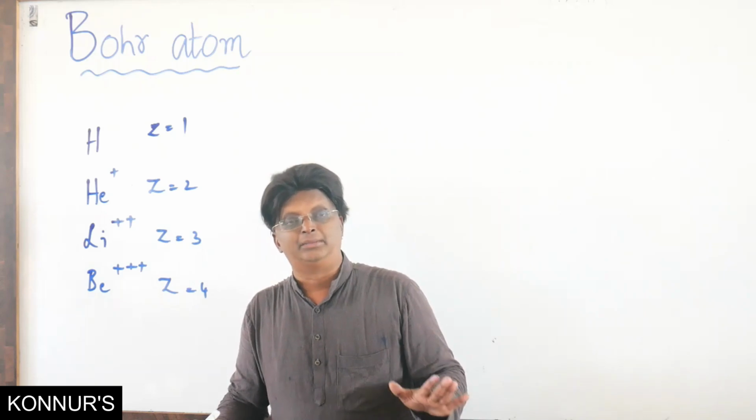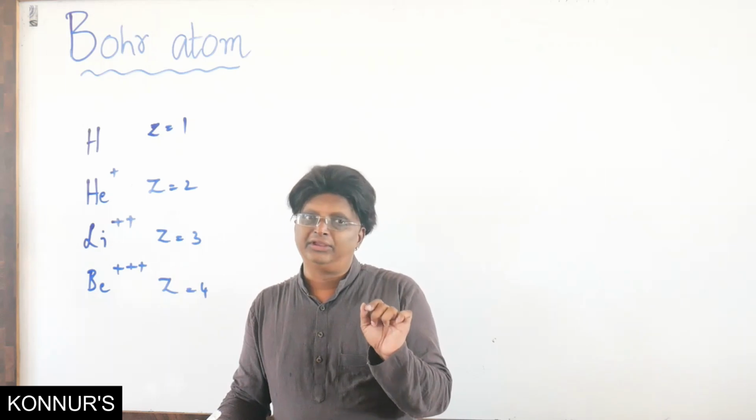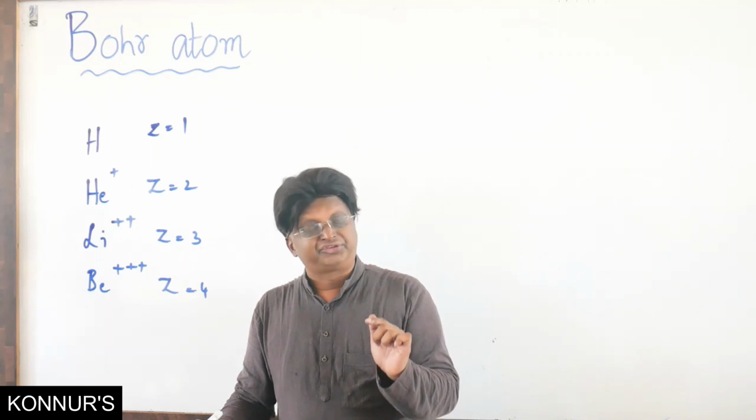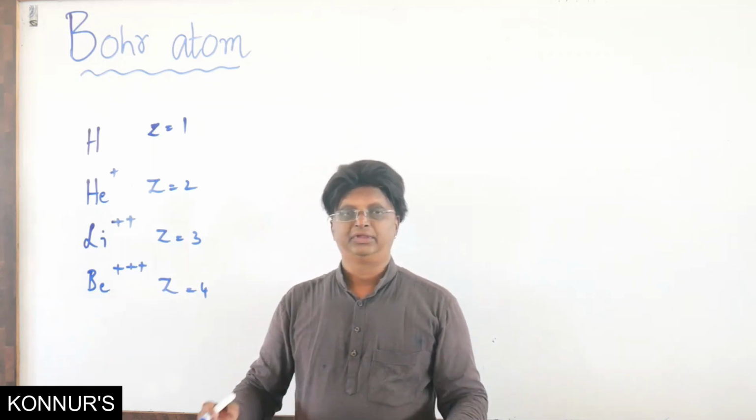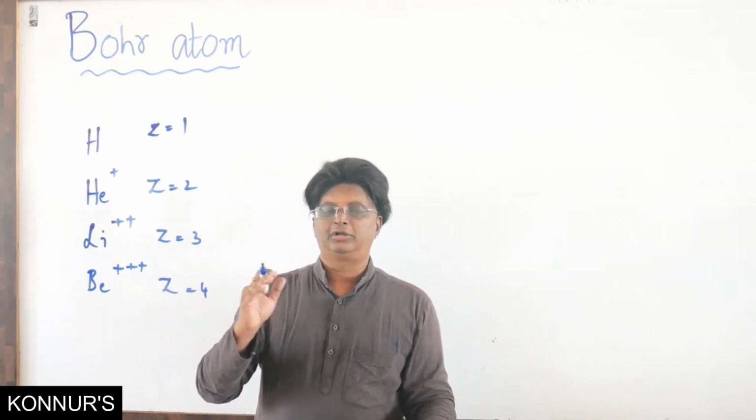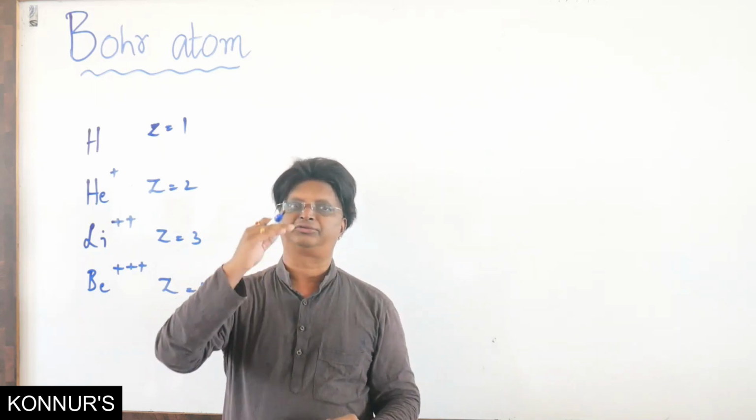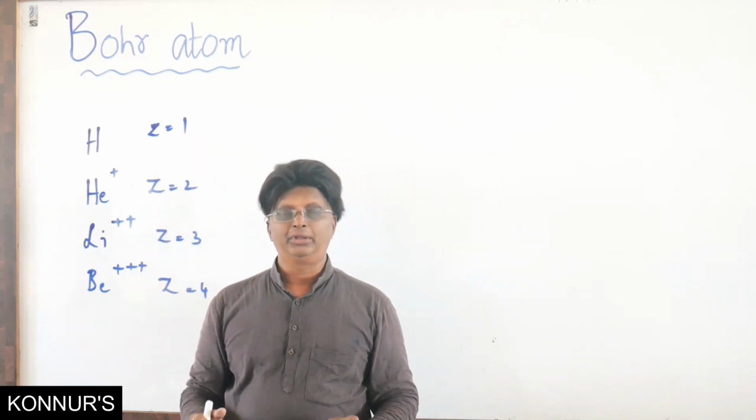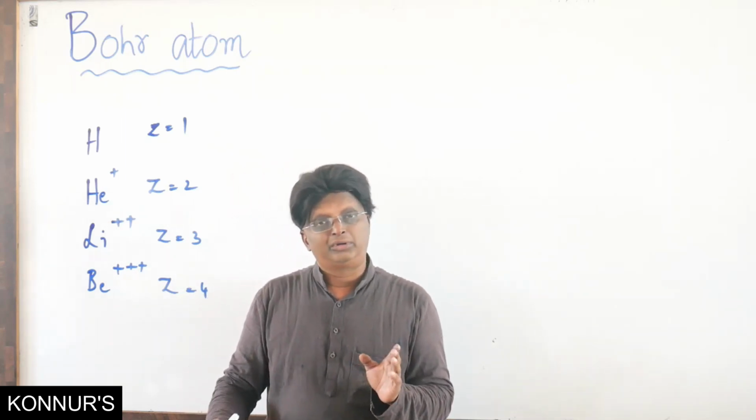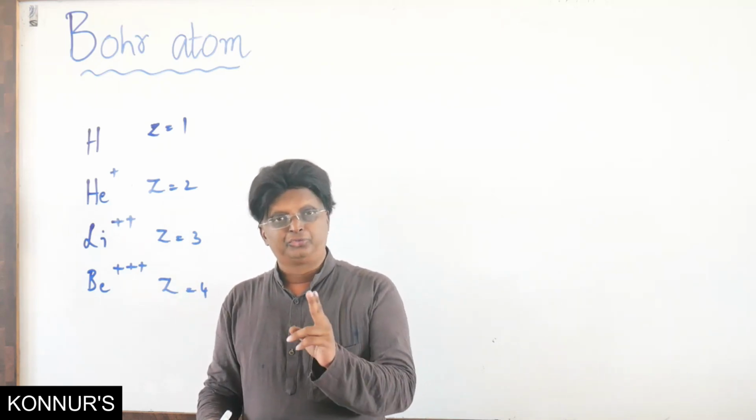L is equal to mvr equal to nh by 2 pi. That n is the principal quantum number, which represents the number of the orbit. In Bohr's first postulate we said there are circular orbits. Each of the orbits is given a number, starting from the one closest to the nucleus as 1, then number 2, 3, 4, and so on. That number is referred to as the principal quantum number. And what is Bohr's second postulate? Now, two postulates, two equations.